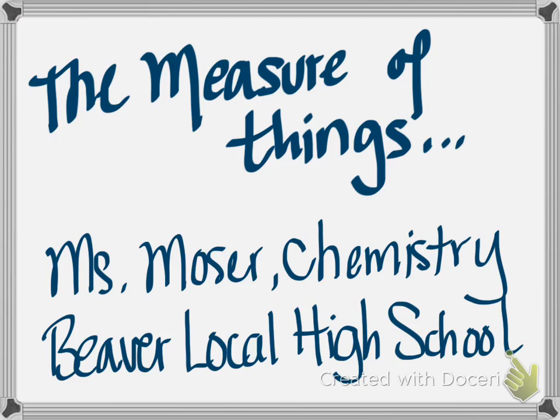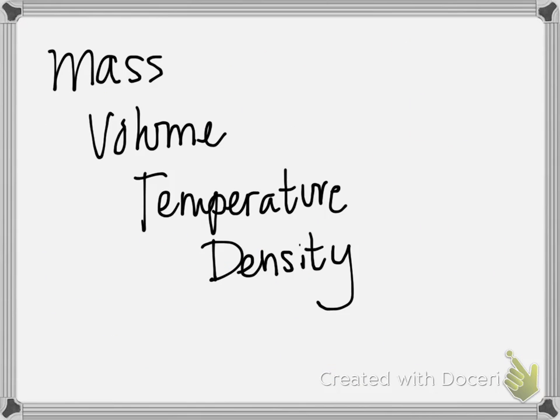This is the second video in a short introductory series for Ms. Moser's chemistry class. We're going to be talking about measurement. Measurement is critical to chemistry. We make a lot of measurements in chemistry. Things that we often measure are mass, volume, temperature, and density of substances that we're dealing with.